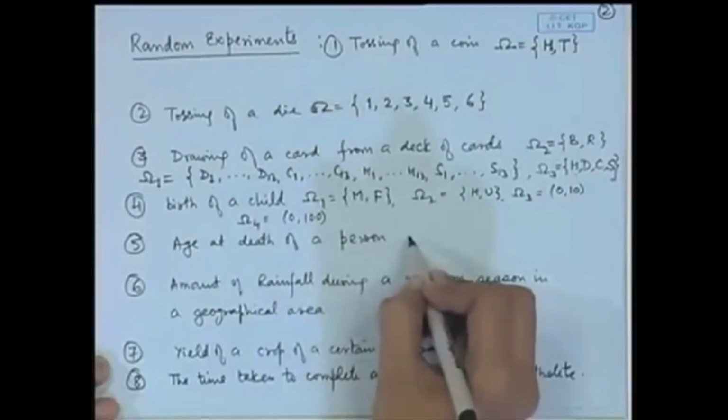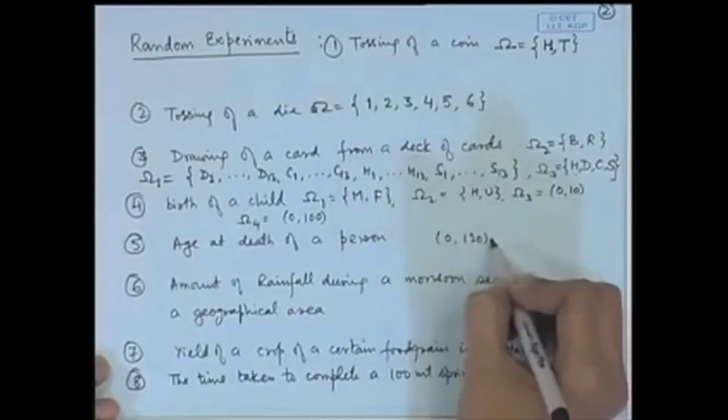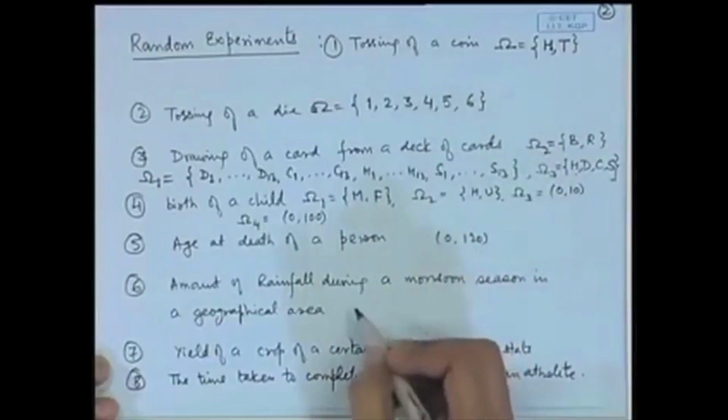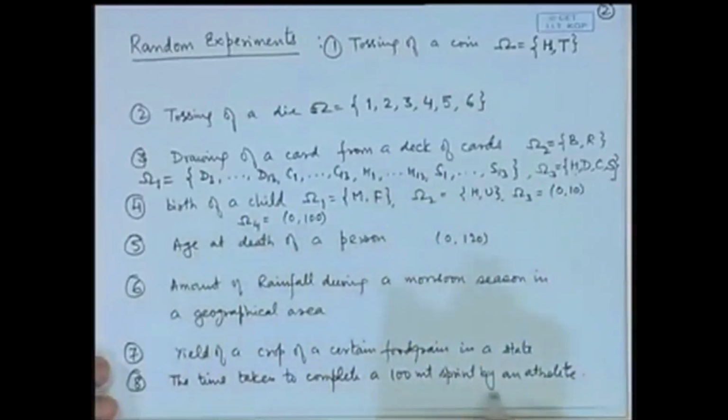Age at death of a person may be say 0 to maybe 120, keeping into account that there are some people who live very long, where the unit of time is years. Amount of rainfall may be recorded in centimeters. Yield of a crop may be recorded in metric tons. The time taken to complete a 100-meter sprint may be from say 9 seconds to 11 seconds.